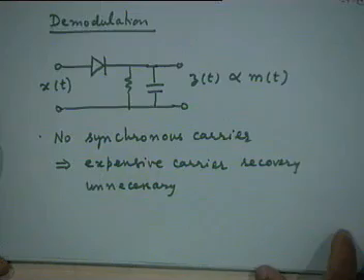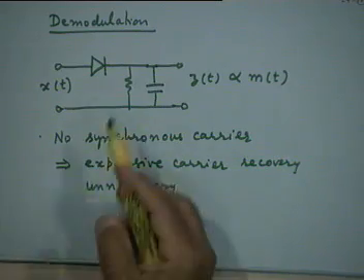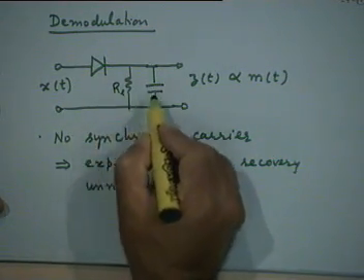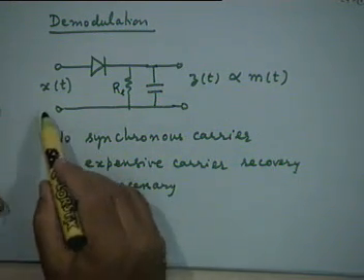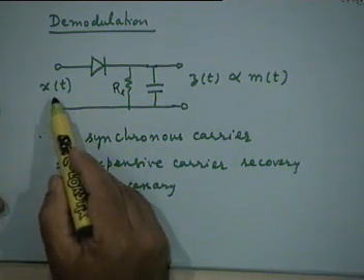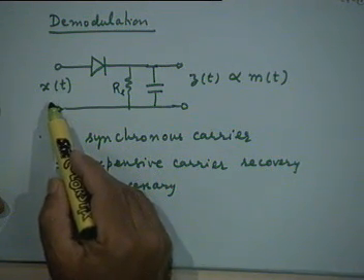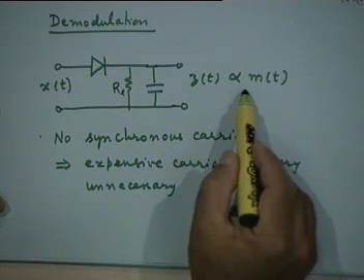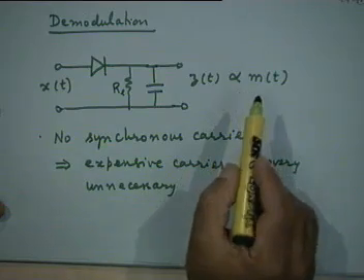This was a circuit we discussed very briefly. We'll discuss it in more detail now, where you have a simple diode followed by a resistor R_L in parallel with a capacitor C. And our premise is that if at the input you apply the modulated signal, the amplitude modulated signal x(t), the output z(t) will be proportional to the message waveform m(t), right?